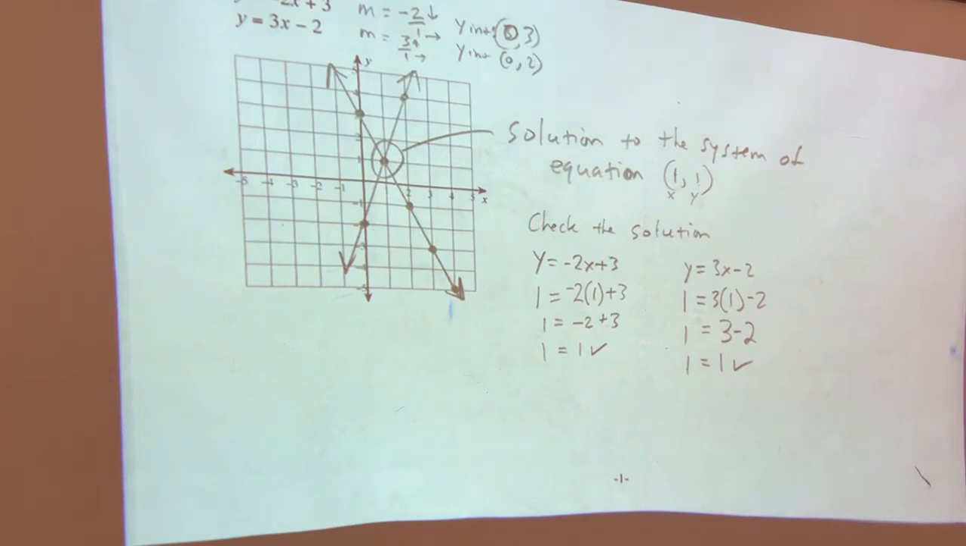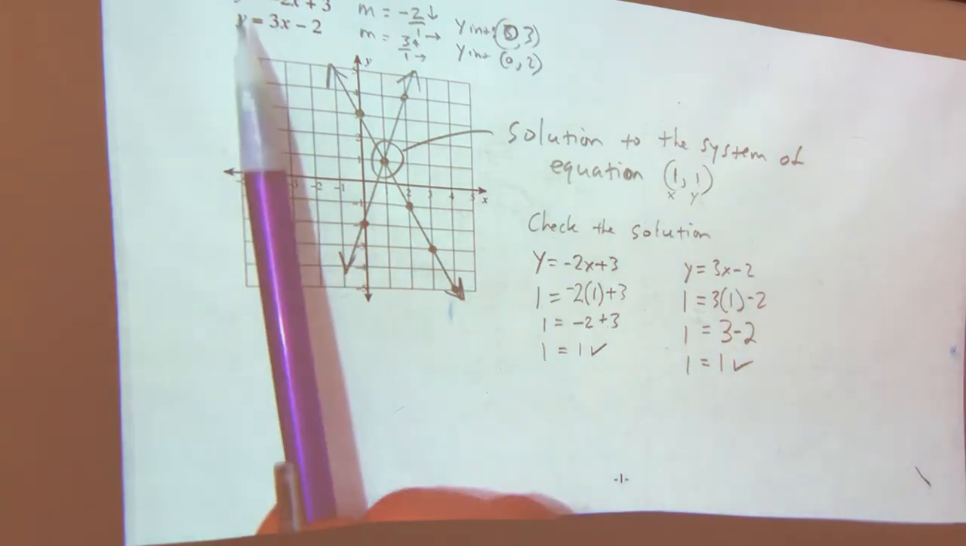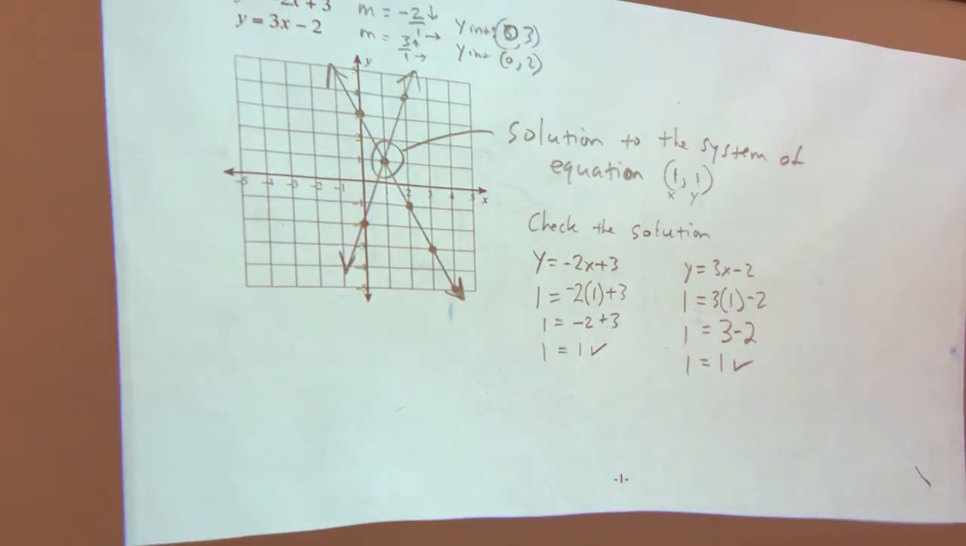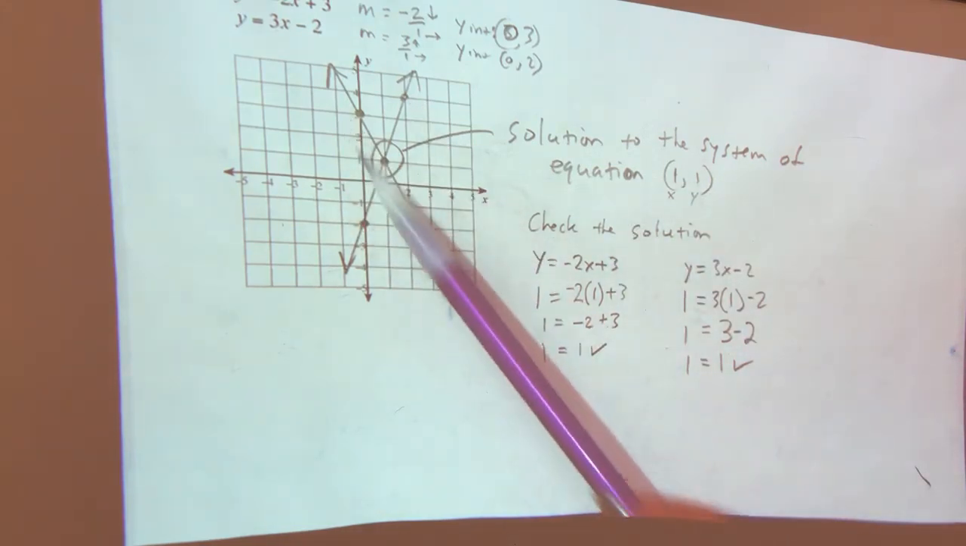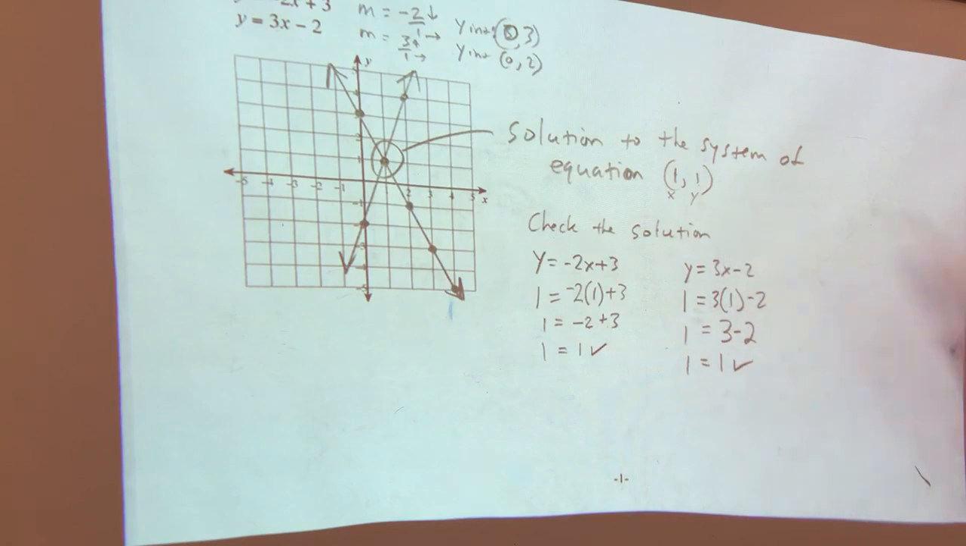So remember that a system of equations is when you have two or more equations that are using the same variables, and the solution is the point where they cross. So if you graph them, the point where they intersect is their solution.